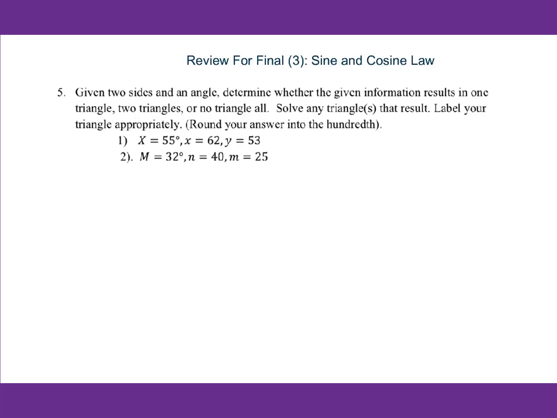This video is about review for final sine and cosine law. For number 5, given two sides and an angle, determine whether the given information results in one triangle, two triangles, or no triangle. Solve any triangles that result. Then label your triangle properly.